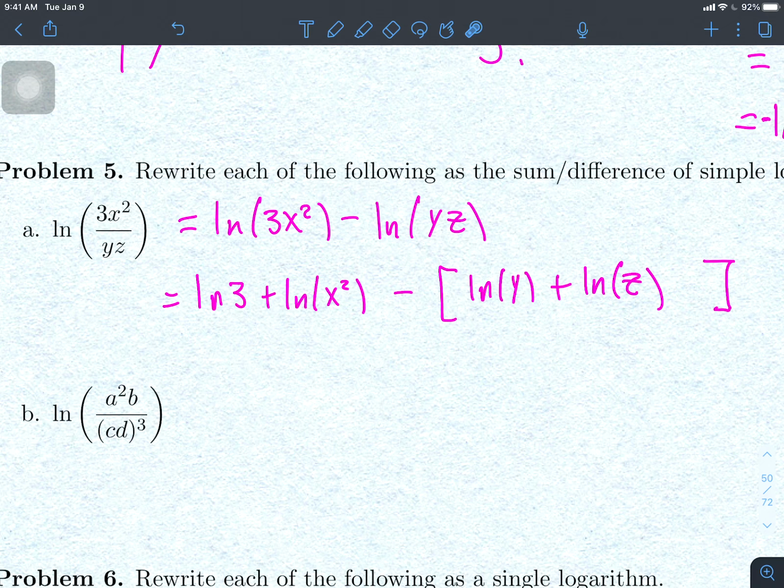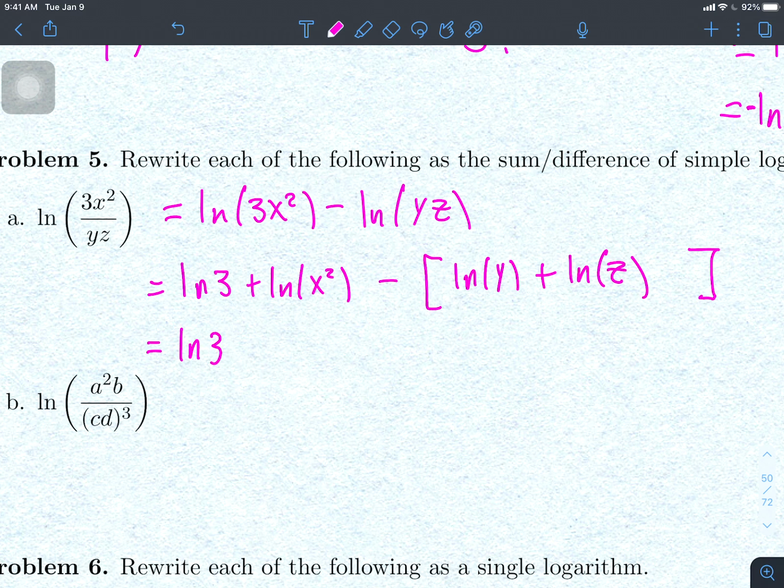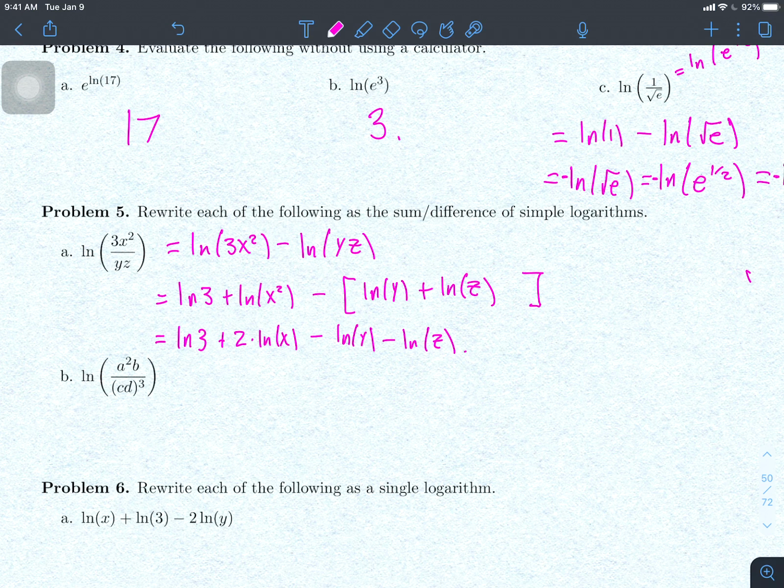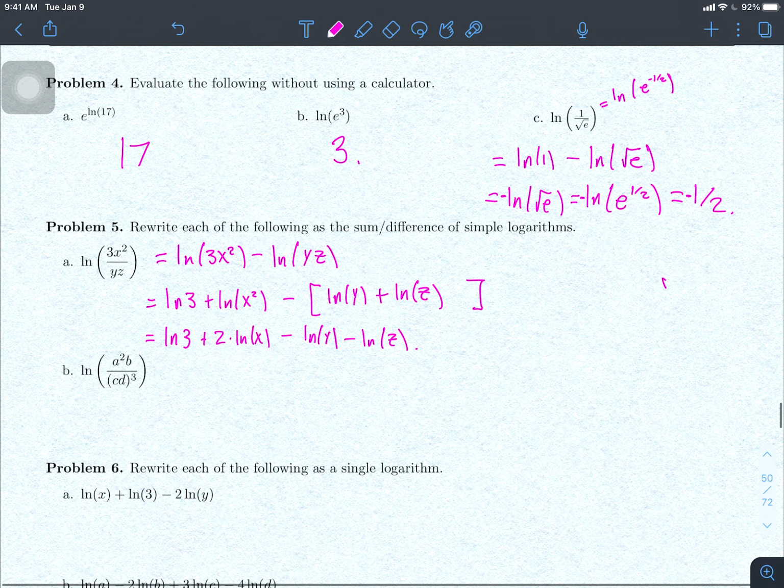One last rule I can use. What is it? The third rule, the most important rule ever, can be applied to the second term. ln x squared can be rewritten as 2 times ln of x, minus ln of y, minus ln of z. All right, and now we're all the way uncombined. We've got logarithms which just have a single argument. Okay, so that's one direction. Any questions on that one?